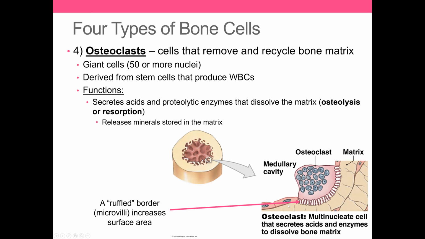Note, this will take you back to chapter 3. Osteoclasts have a ruffled border made of microvilli, and that helps them increase the surface area, which helps them in their process of breaking down the bone matrix.